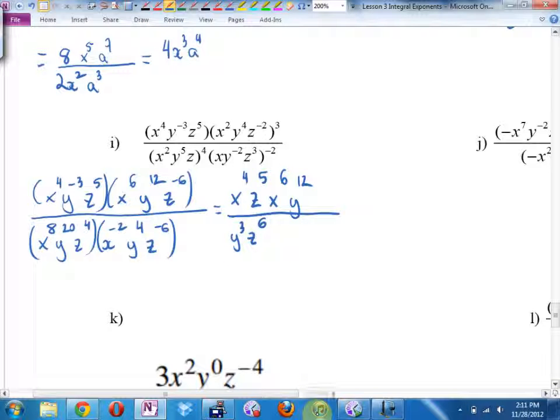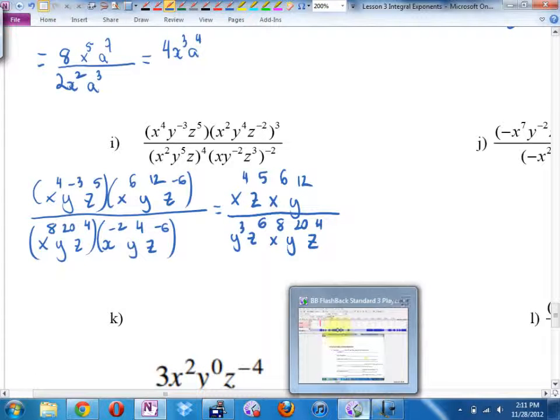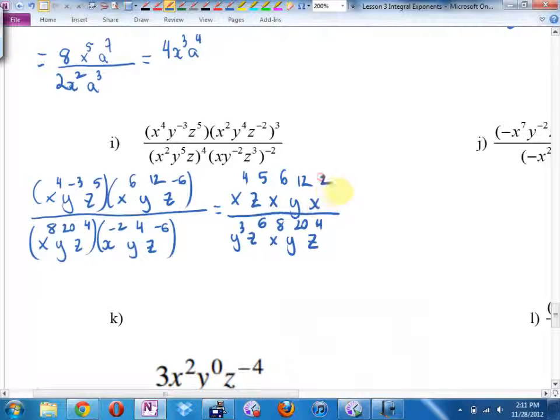Now I'm on the bottom. X to the 8th, leave it on the bottom. Y to the 20th, leave it on the bottom. Z to the 4th, leave it on the bottom. X to the negative 2, move it to the top. Y to the 4th, leave it on the bottom. Z to the negative 6, move it to the top.